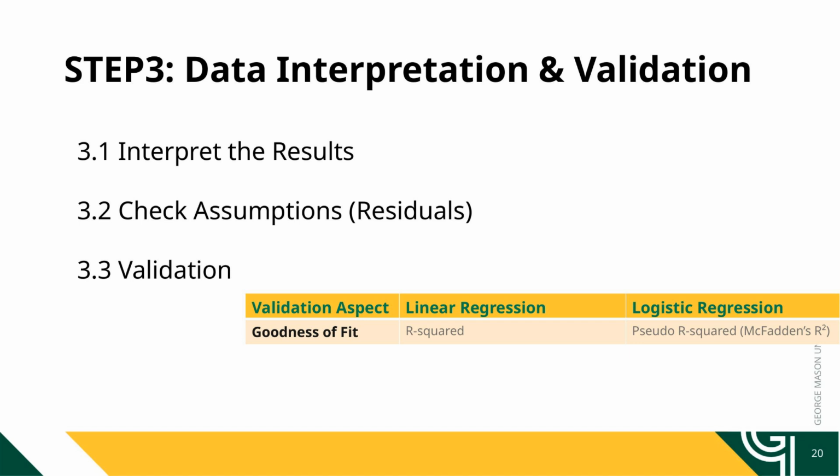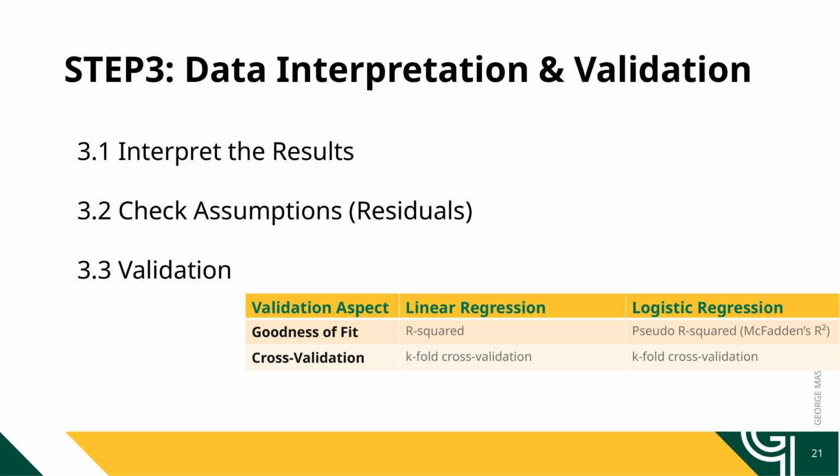Linear and logistic regression have some similarities in validation, but there are key differences due to the nature of the dependent variable. In linear regression, goodness of fit is measured using R-squared, which explains the proportion of variance in the dependent variable explained by the model. Adjusted R-squared is used when multiple predictors are involved. In logistic regression, there is no direct R-squared. Instead, use pseudo R-squared measures, like McFadden's R-squared.